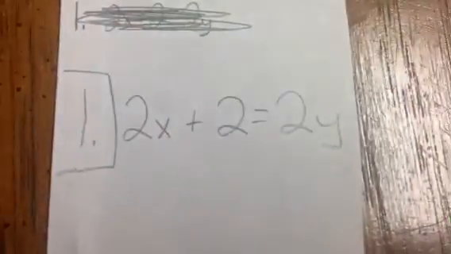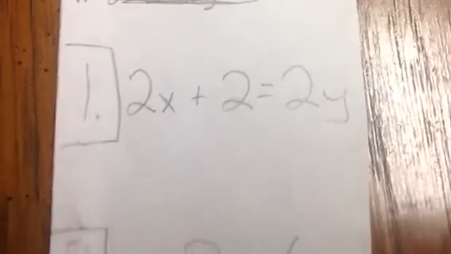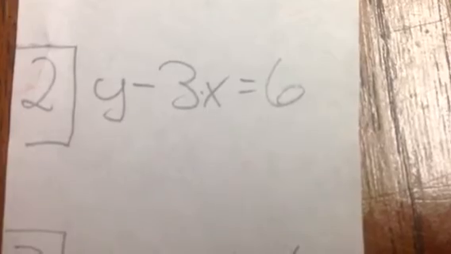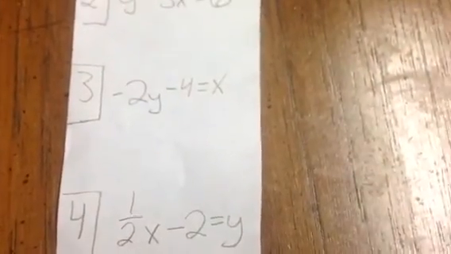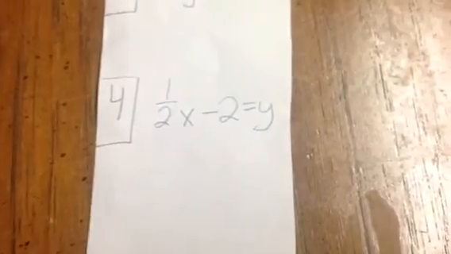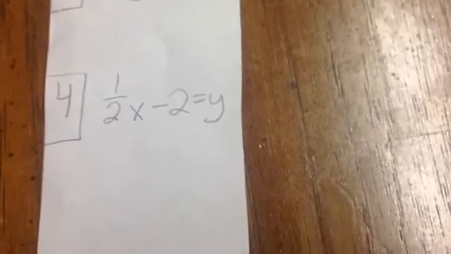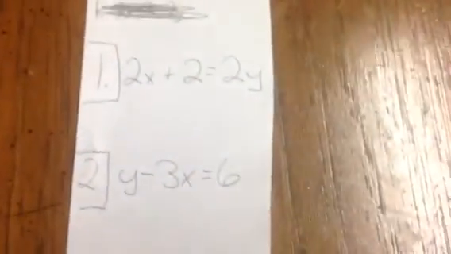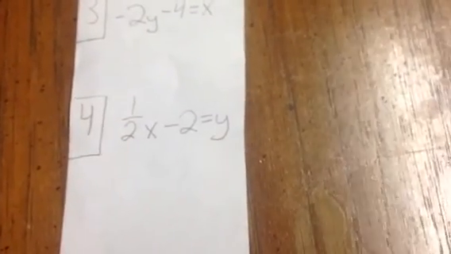So for homework, what I want you to do is graph lines for each of these equations. Number 1, 2x plus 2 equals 2y. Number 2, y minus 3x equals 6. Number 3, negative 2y minus 4 equals x. And number 4, 1/2 x minus 2 equals y. So after you've watched these videos, just go and graph these 4 equations. Bring your homework in tomorrow and we will go over it in class and I'll address any questions or issues you have.